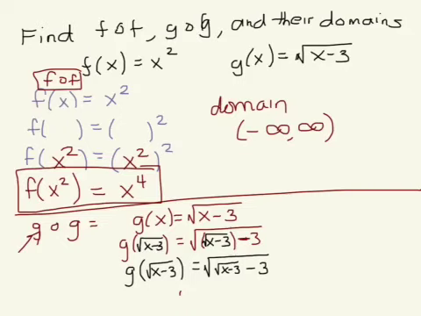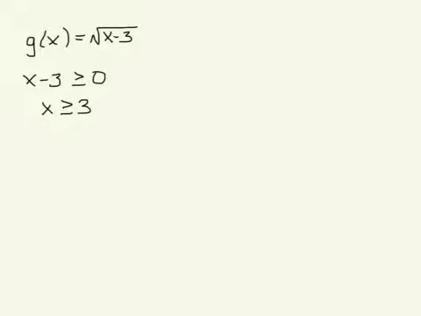So here, in order to find our domain, once again we have to pay attention to what did we plug in. We substituted in the square root of x minus 3, and we have to pay attention to our final result, its domain. So when we looked at g of x, the function we substituted in, our domain, we want to make sure that whatever's under our radical sign is greater than or equal to 0. So x is greater than or equal to 3.